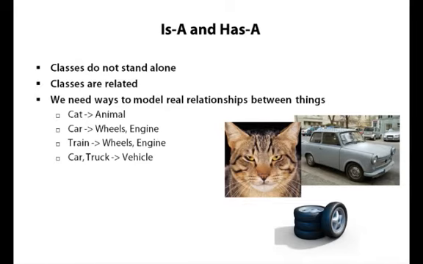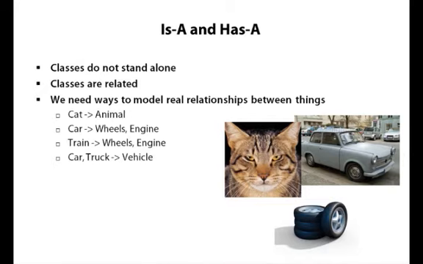Let me give you some examples here. You can see that there's some relationships that we just think about in real life, which are relationships like a cat, it's an animal. A car, well, it has wheels, it has an engine. A train also has wheels and an engine. A car and a truck, they're both vehicles. So you can see how these classes or these objects in real life are related to each other.